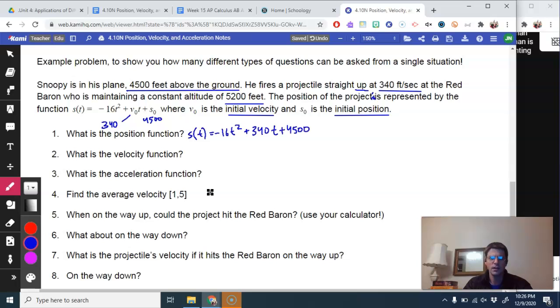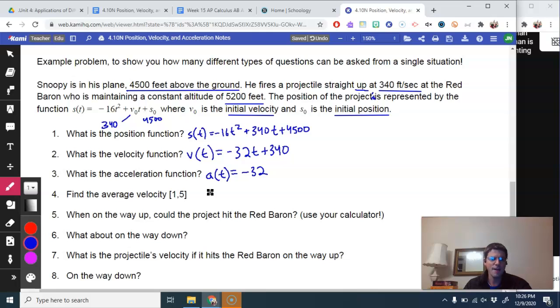Now that we have that, to find the velocity, remember that's just the derivative of position. So let's take the derivative. We call it s prime or v of t. Derivative, so you bring the 2 down, multiply it, and then the plus 340, and 4,500, of course, the derivative of that is 0. Then for acceleration, remember that's just the derivative of velocity. So acceleration, or v prime or s double prime, is going to be negative 32.